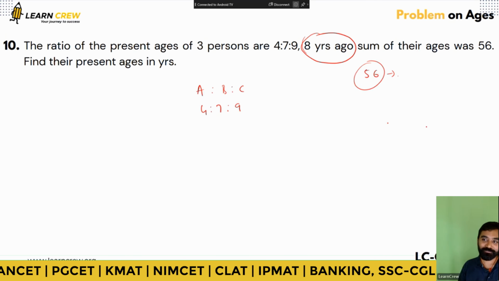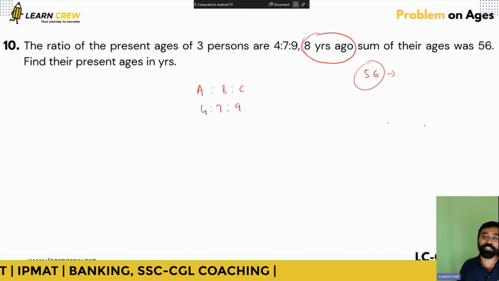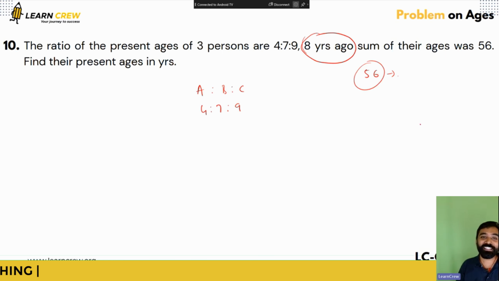80. 64. 80. 80. 8 plus 8 plus 8 for 3 persons. No. For each person the age will increase by 8. Yes or no? Each person's age will increase by 8. A's age will increase by 8. B's age will increase by 8. C's age will increase by 8.